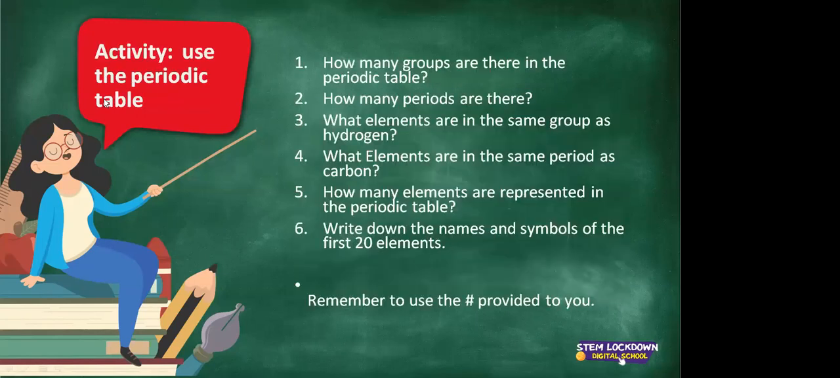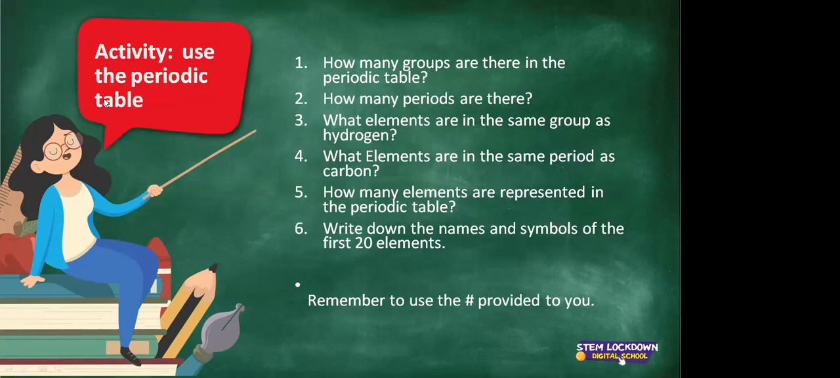So now you can answer for yourself. How many groups are in the periodic table? We all agreed that we've got 18 groups. And then how many periods? Remember that periods run horizontally. So how many groups are in the periodic table? We've got 18 groups. How many periods are there in the periodic table?